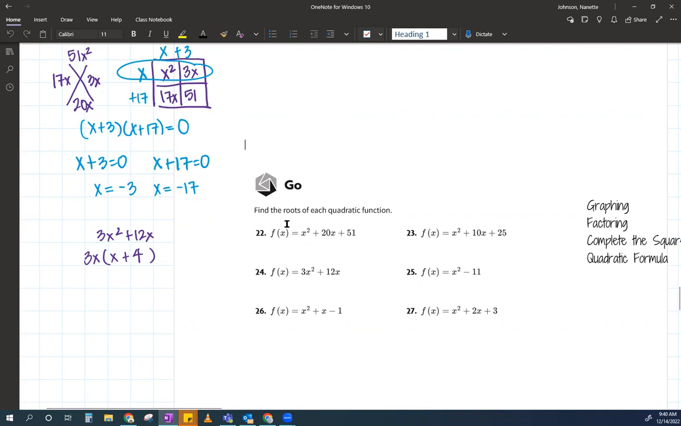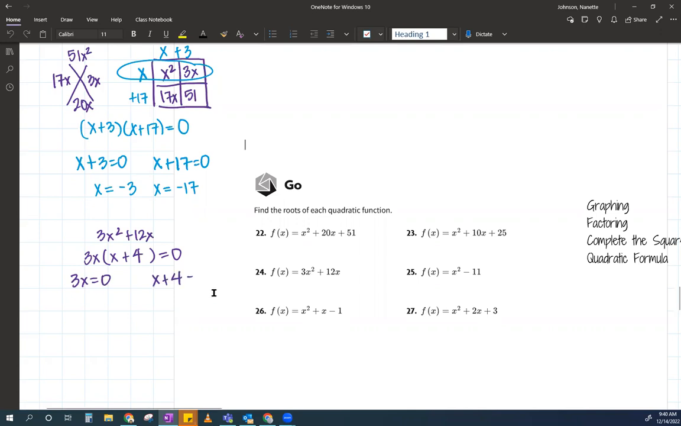Okay, because I'm looking for a root, yes, I will be setting this guy equal to 0, and then I will be using my zero product property yet again. So again, the zero product property says this times this equals 0, so set each of those equal to 0. So 3x equals 0, Ms. Johnson? Yes, and x plus 4 equals 0. And then you solve, you get x is equal to 0 and x is equal to -4.